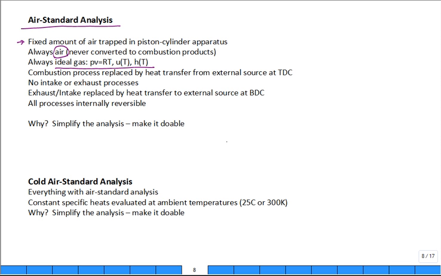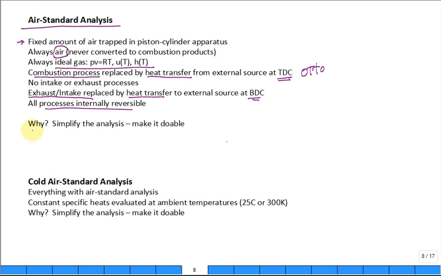And the combustion process, it's very complicated, but we replace it by just a heat transfer from an external source. And it happens all at top dead center for the Otto cycle. For the diesel, we'll model it where it happens as it starts to expand. There's no intake or exhaust process because it's always air. And that intake and exhaust process is replaced by another heat transfer when it's at bottom dead center. So you have heat rejection when the piston's at bottom dead center. And all of the processes are frictionless, so it's internally reversible.